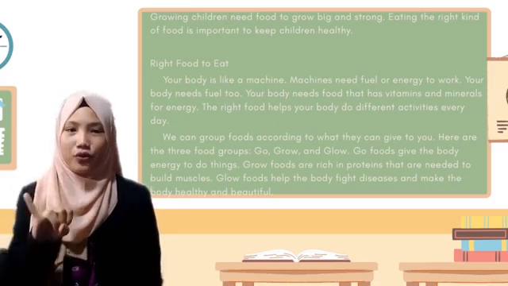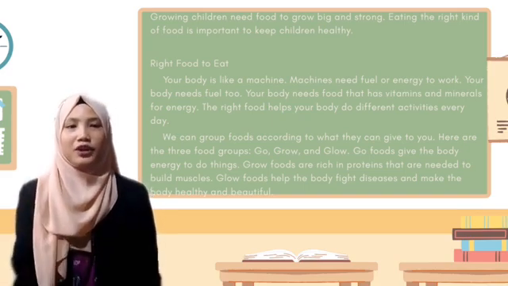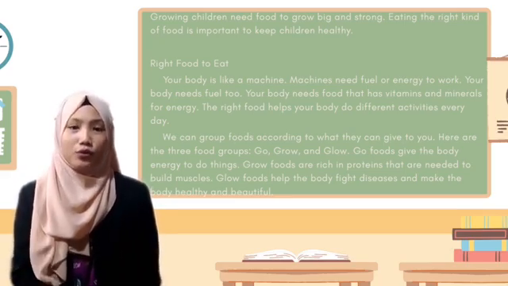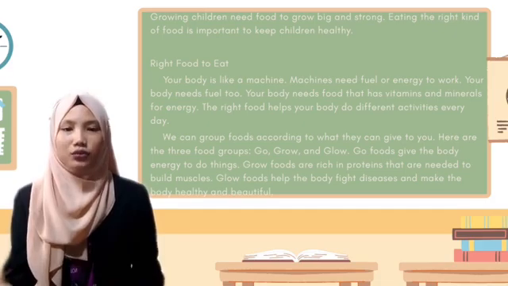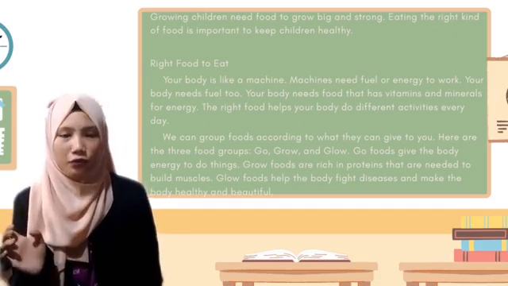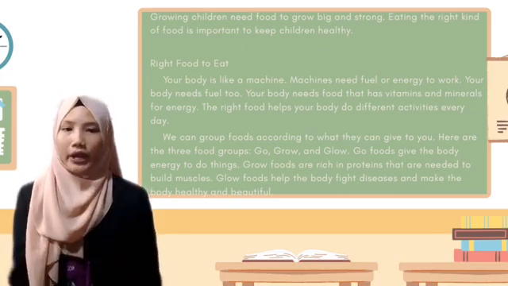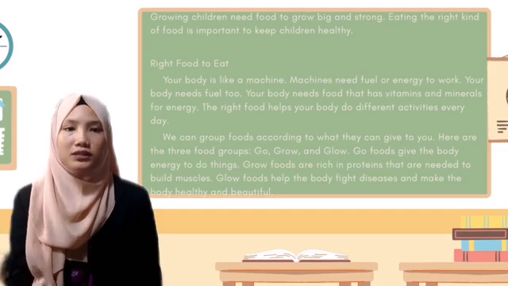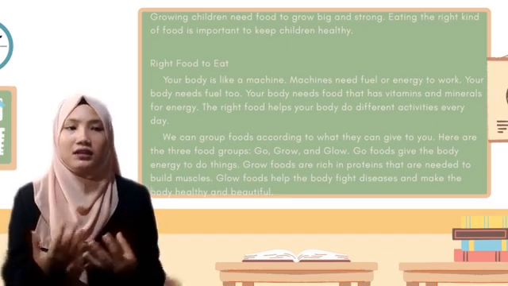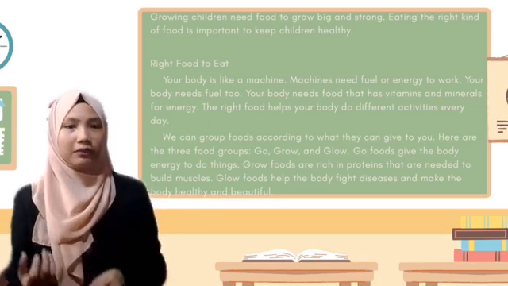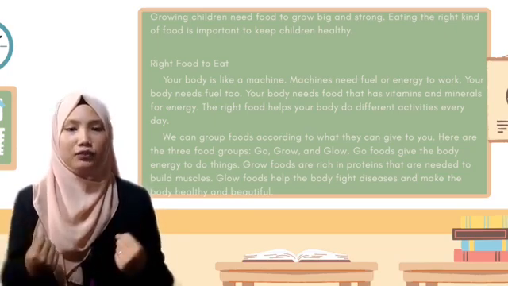So, first is yung Go Foods, second is yung Grow Foods, and lastly yung Glow Foods. So, ano nga bang itong tatlo na to? First is yung Go Foods, foods that give the body energy to do things. In short, yung mga Go Foods sila yung nagbibigay ng energy sa ating katawan para gawin natin yung mga gawain natin. And second is yung Grow Foods naman, siya yung rich in proteins that are needed to build muscle. So of course ito sa Grow Foods sila yung mga pagkain na nagbibigay proteins para yung mga muscle natin ma-build niya yung mga muscles natin.